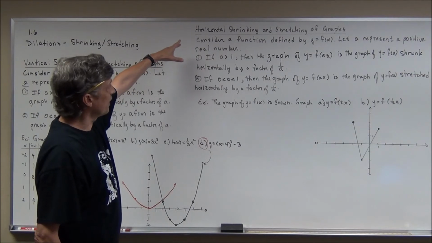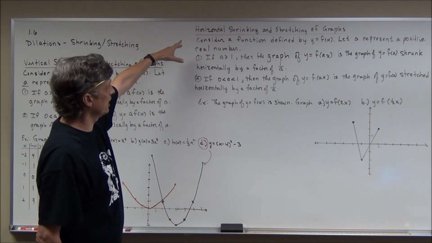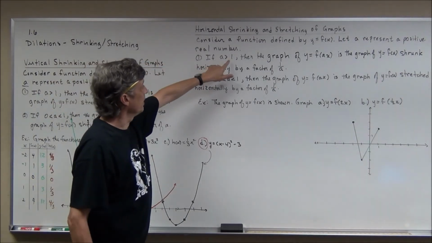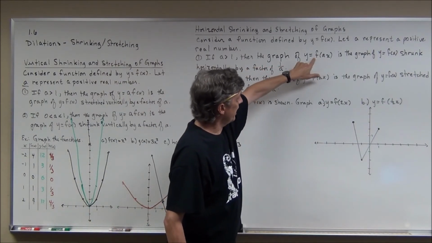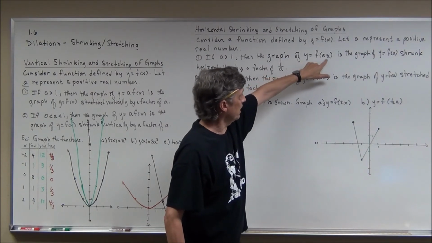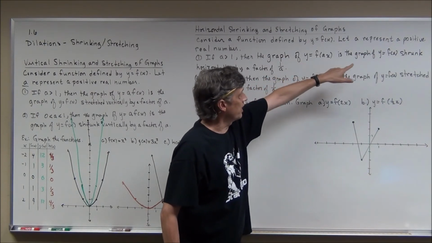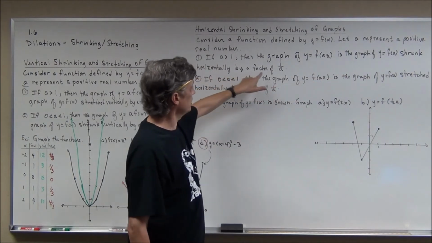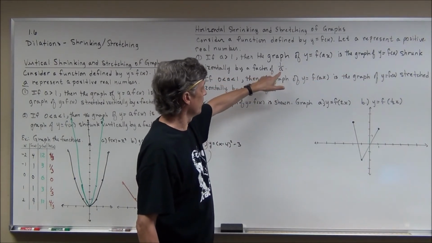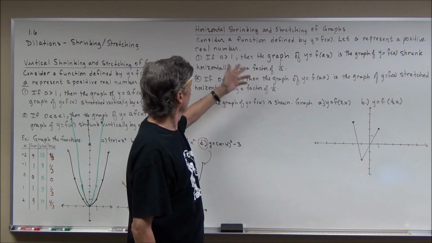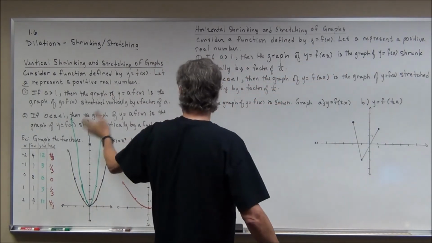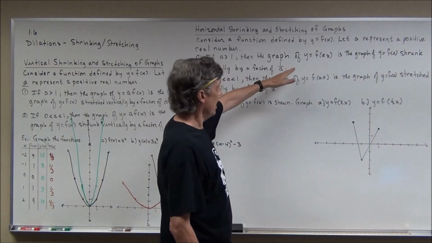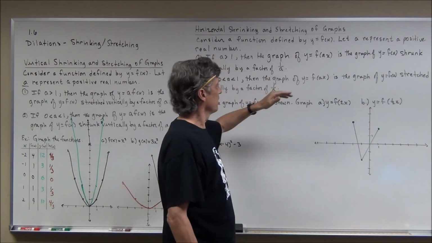It says, consider a function defined by y equals f of x and let a be a positive real number. If a is greater than 1, the graph of, now notice where the a is. It's not out in front times the y value, times the f of x, it's times the x. Is the graph of f of x shrunk horizontally by a factor of 1 over a? Now you would think if a is greater than 1, you wouldn't shrink it, you would stretch it like you did over here. But it's just the opposite inside the parentheses, just kind of the opposite of what you would expect.